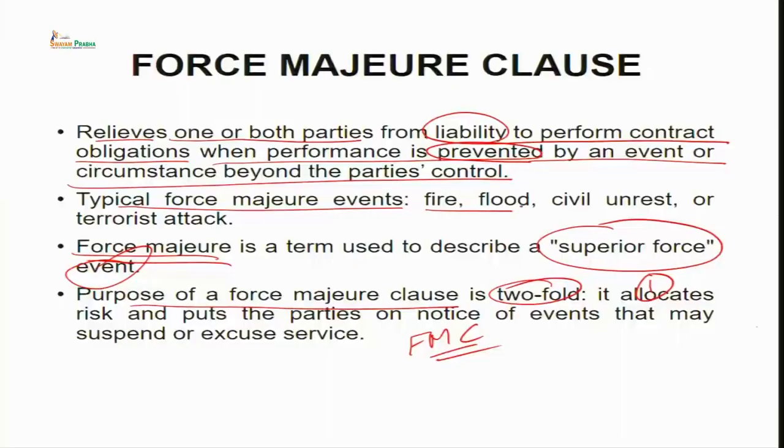So, when we say contingent contracts and we are trying to relate it to force majeure, what we are trying to say is that we have incorporated a force majeure clause in the contract that if a situation like fire, flood, civil unrest, or say terrorist attacks or earthquake takes place, then the party will be absolved from his or her liability under that contract, right.